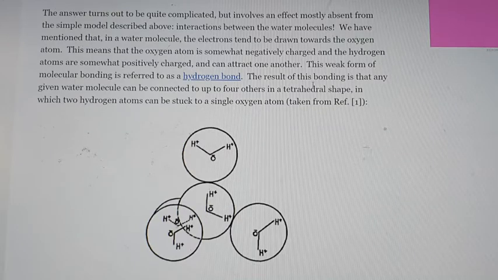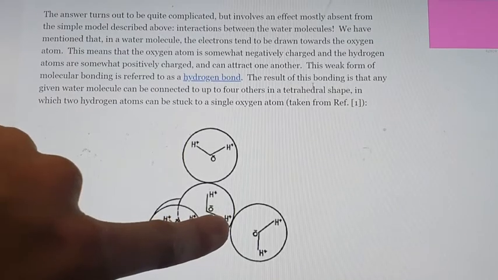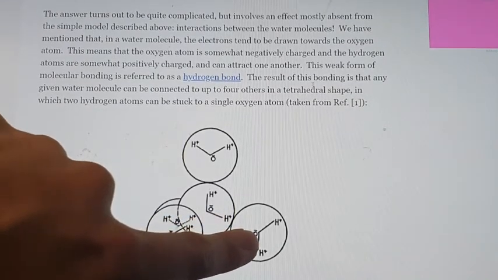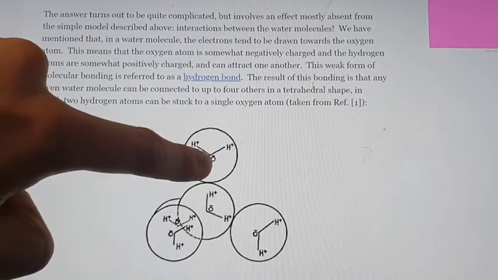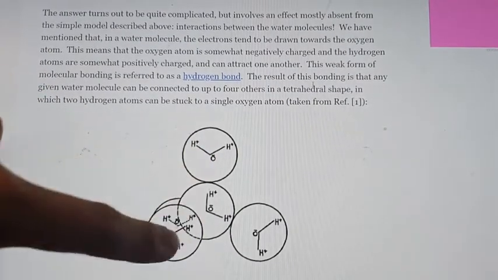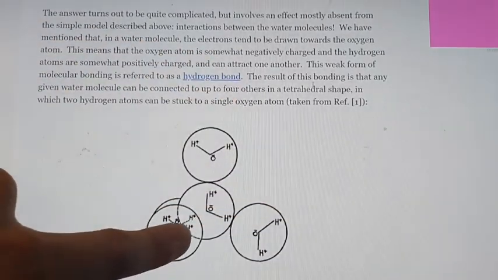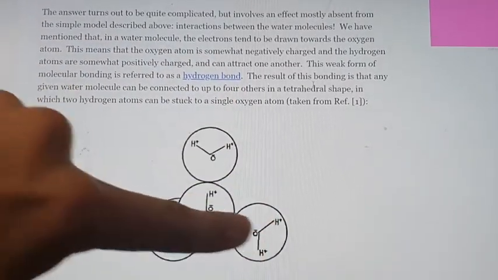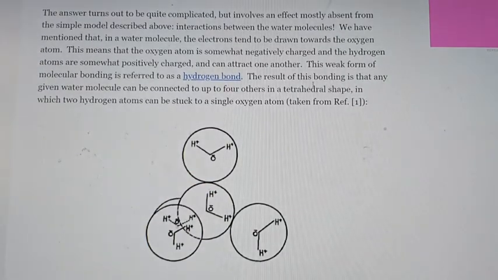This means that the oxygen is more negative and the hydrogen more positive, and they can attract each other. And it is because of this that we get the hydrogen bond. So can you see that this slightly more positive hydrogen is attracted towards this oxygen? This hydrogen is attracted towards the oxygen from another molecule. So it forms a cluster. So this is a cluster of four water molecules connected to a central water molecule.